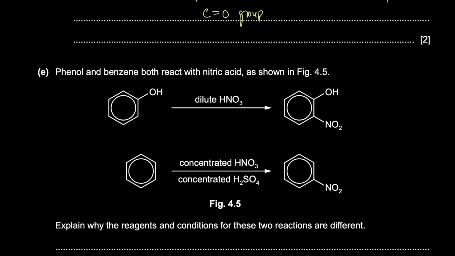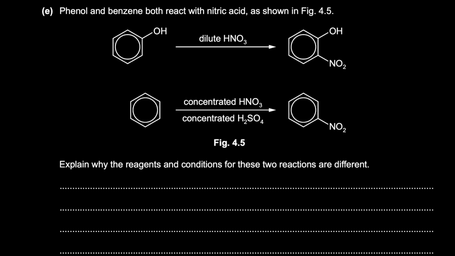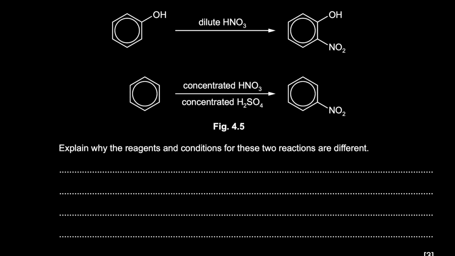Phenol and benzene both react with nitric acid as shown. Explain why the reagents and conditions for these two reactions are different. So why is phenol so much more reactive? With phenol you just need dilute nitric acid, whereas with benzene you need concentrated nitric acid and concentrated sulfuric acid as a catalyst. The reason is that phenol is much more reactive than benzene.